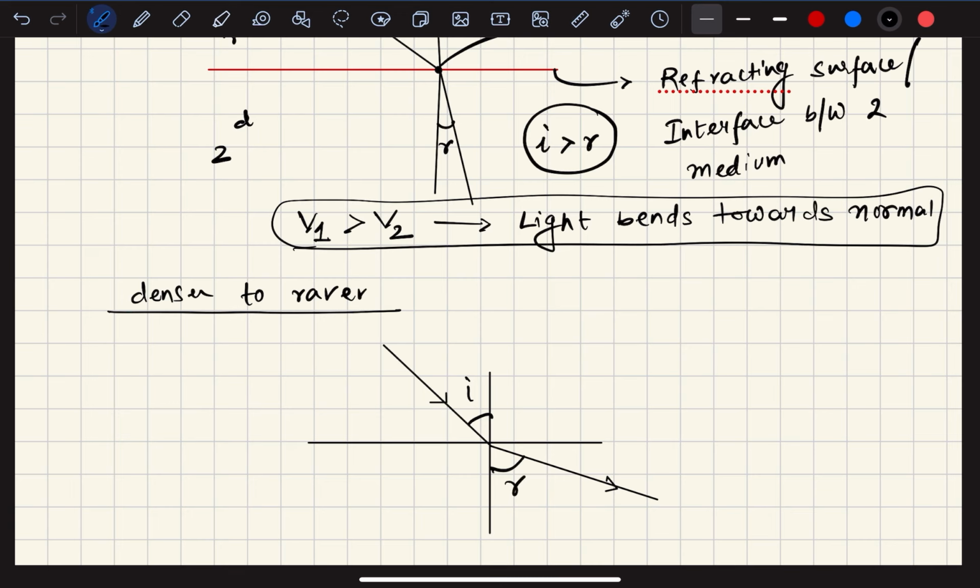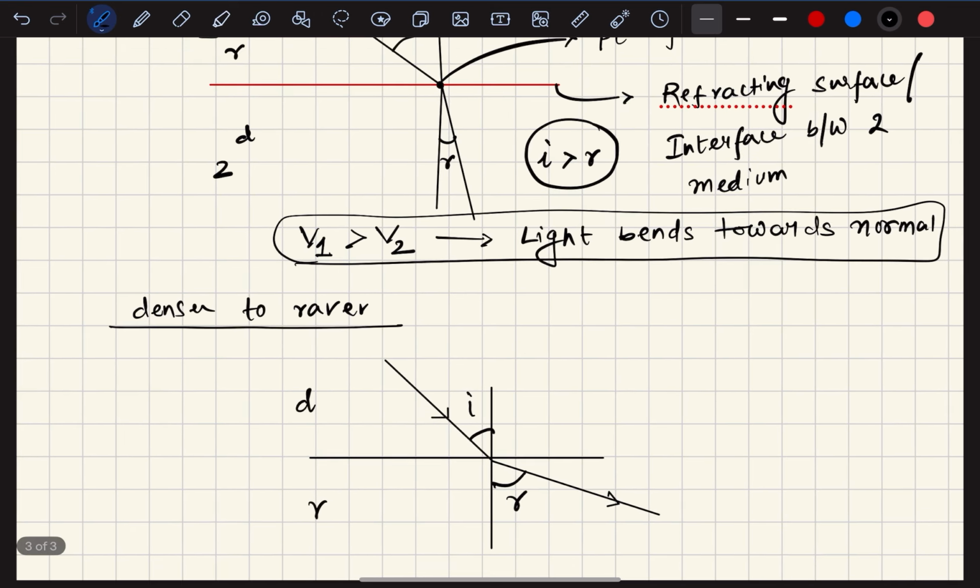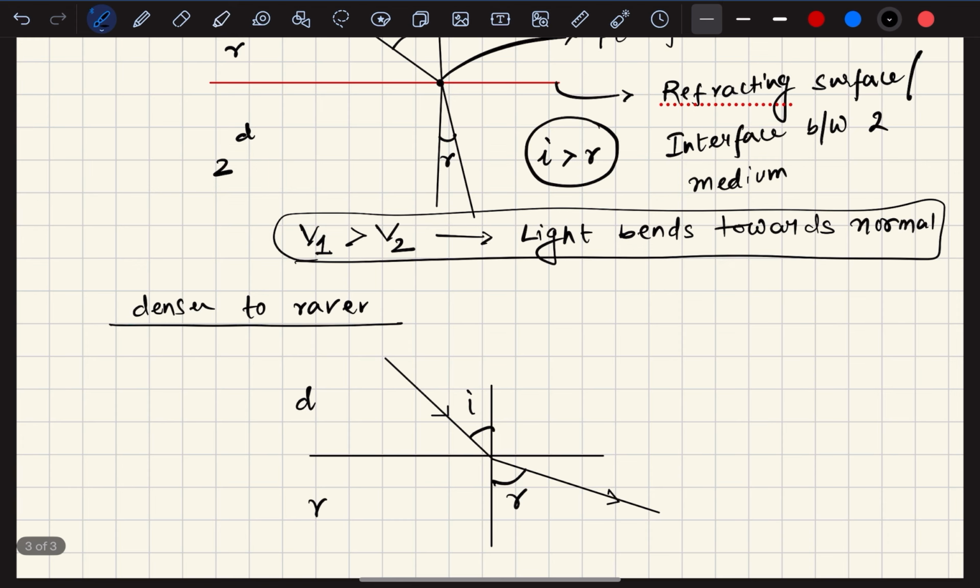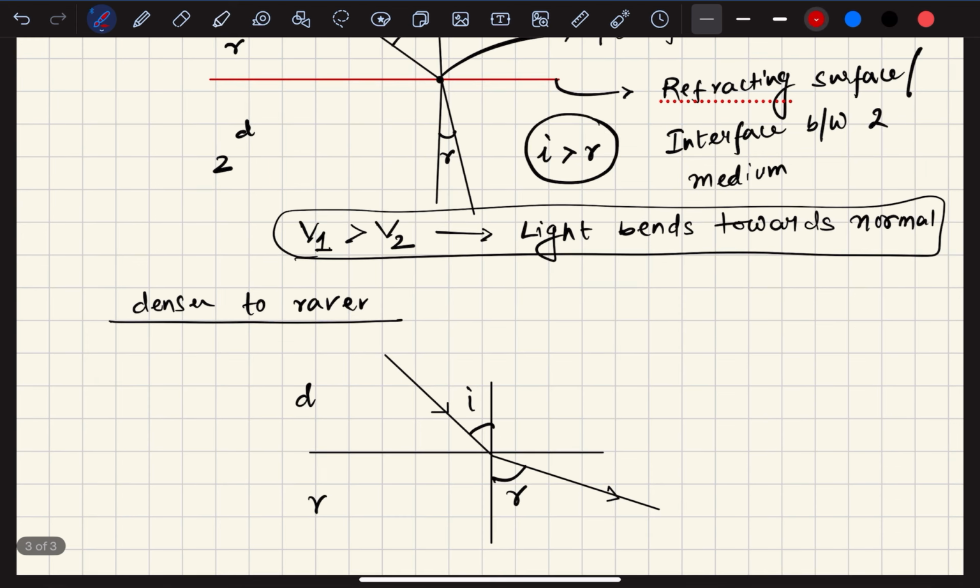So whenever it is going from denser to rarer medium, that is, this is denser and this is rarer, then what all are happening? Let's write this down one by one. First of all, light bends away from normal. This is first.